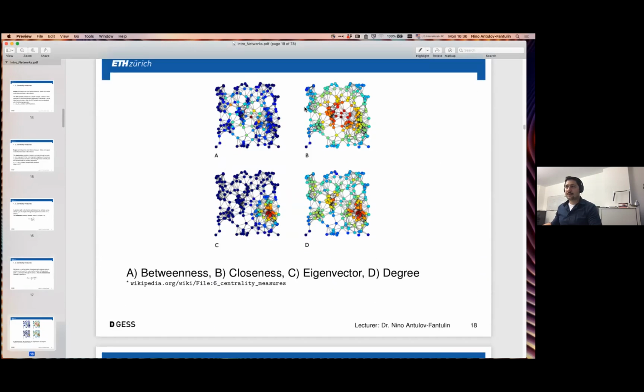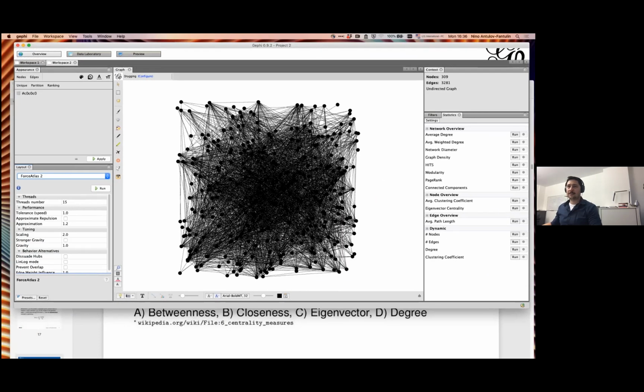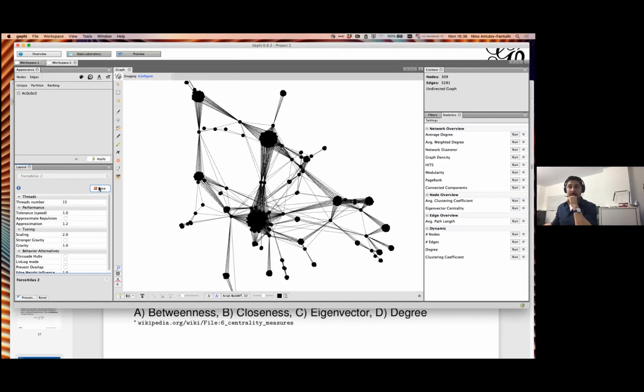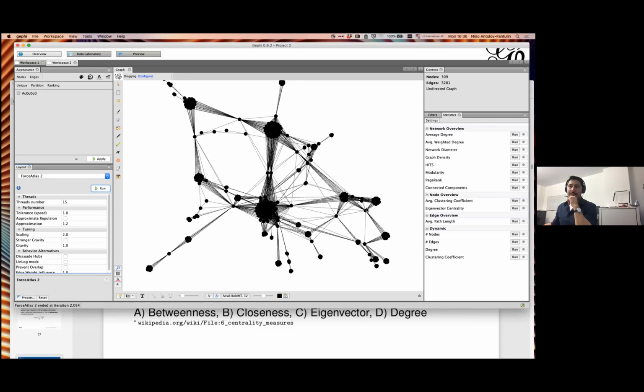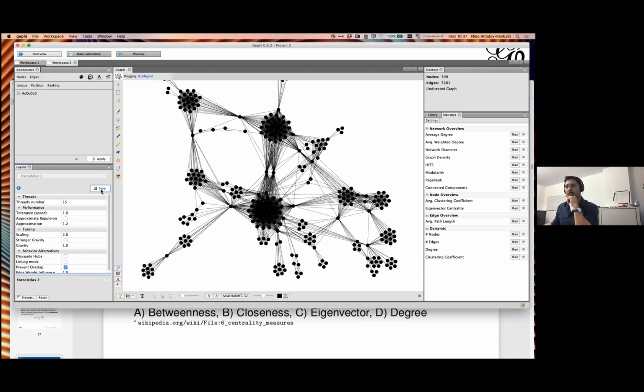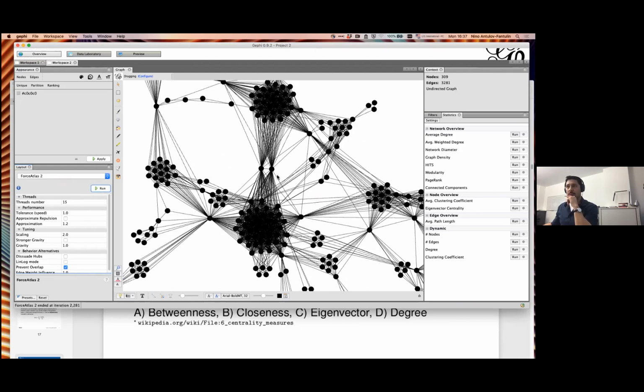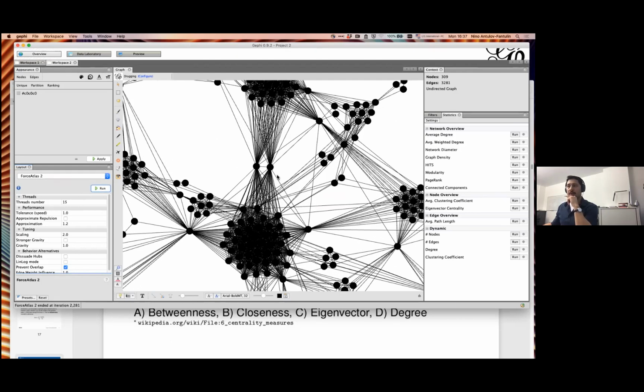So now let us analyze this network. In order to analyze this network, we have to do some kind of layout. Let's assume that this layout is just some kind of optimization process that is placing the nodes at certain coordinates in R2 space. So now this is the network we have obtained.